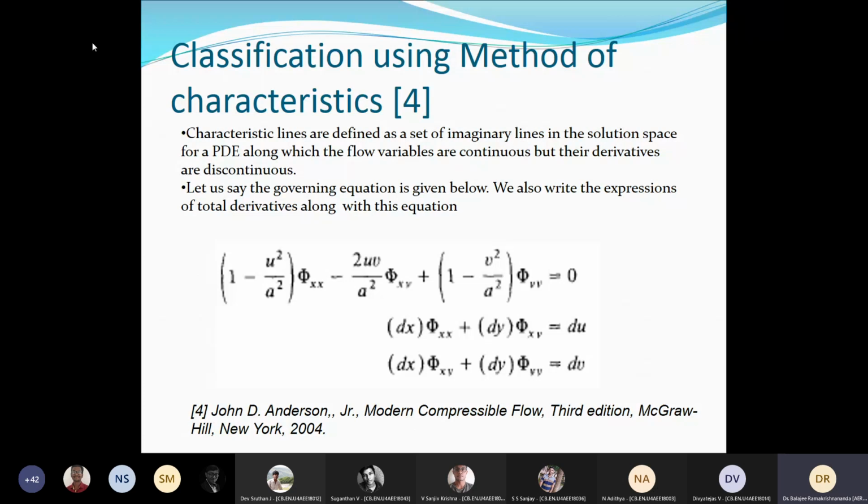So what are characteristic lines? First, we begin with the definition of characteristic lines. We can classify using this method also. These are defined as a set of imaginary lines in the solution space. We'll talk about 2D now. 3D will become a little bit more difficult to imagine at this stage, so we'll go with 2D.